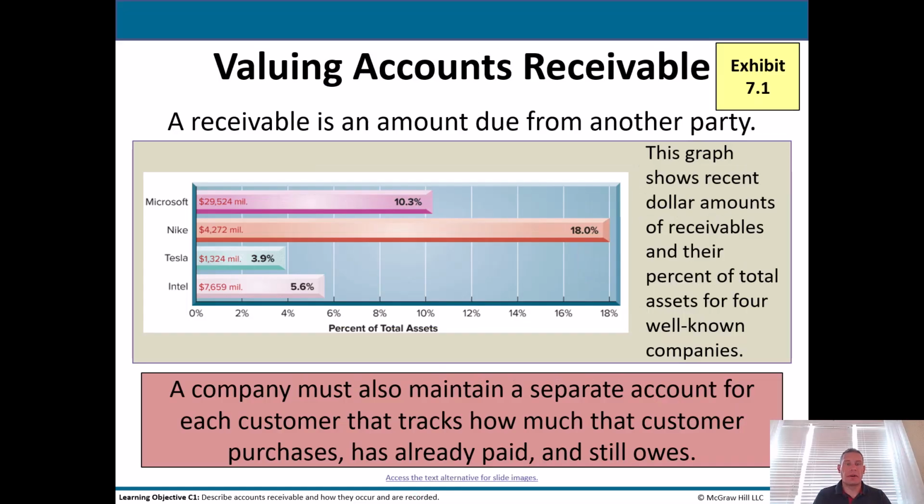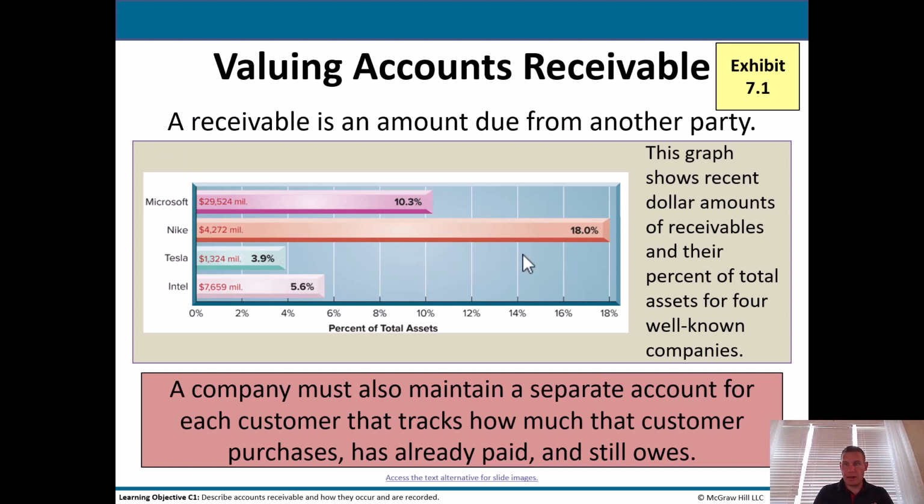This is going to be a video on accounting for receivables. Let's go ahead and jump right into it. So the first thing we're going to talk about is valuing accounts receivable. So what is a receivable? A receivable is something you are going to receive from another party, hence the name accounts receivable. You're going to receive it in the future.